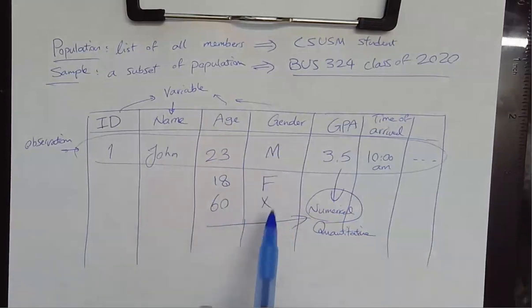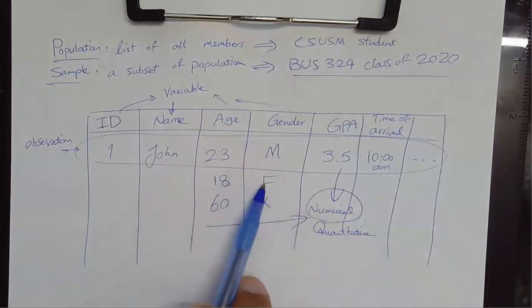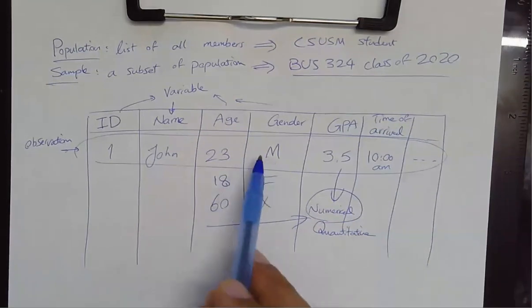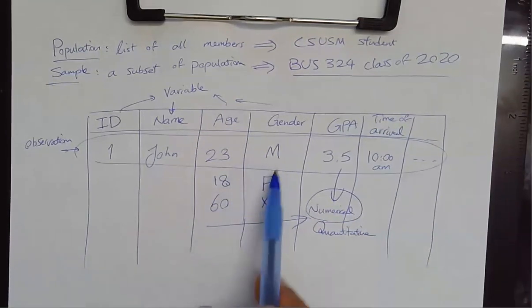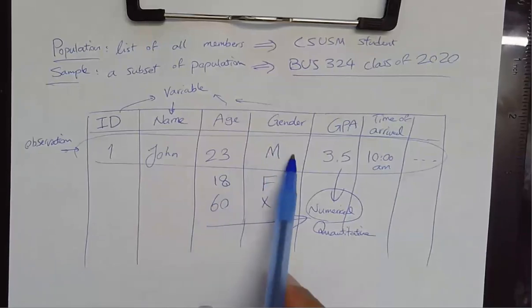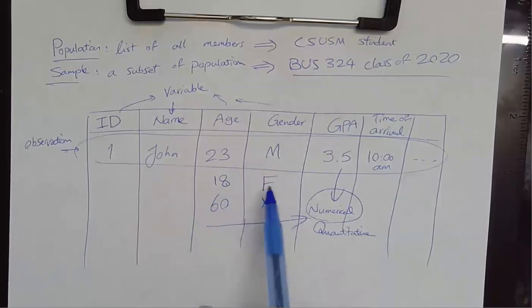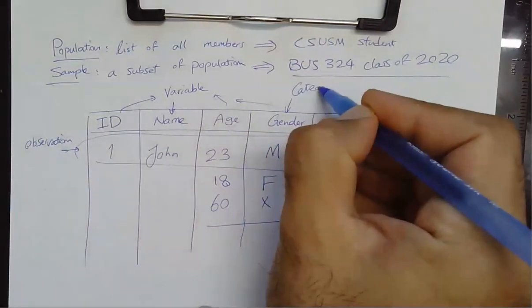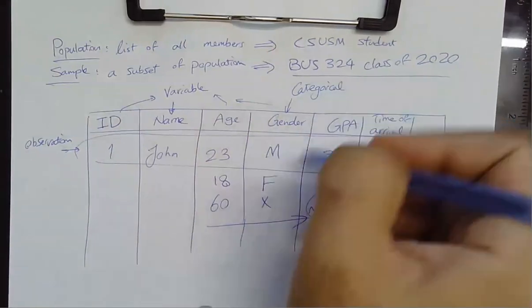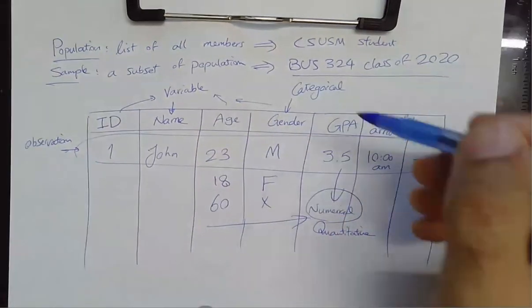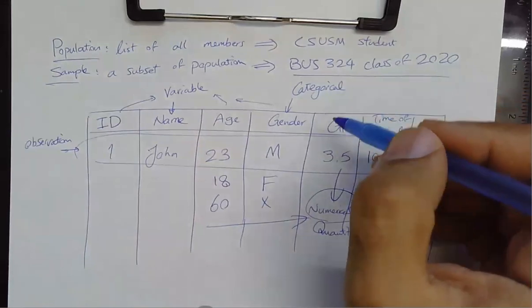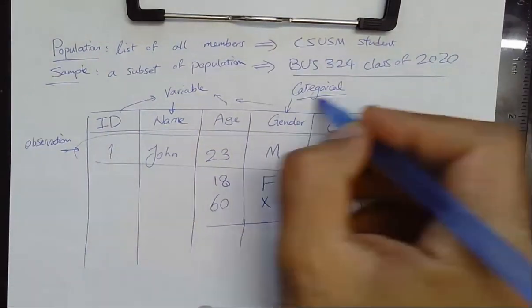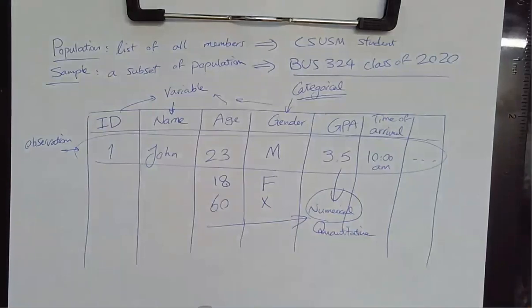You can't allocate or assign numerical values to different classes of gender, right? That's not how it works. Each category is different, and they just have a name, just a label. So this is called categorical. We don't identify it as a numerical or quantitative value. They're called by the label of their category.